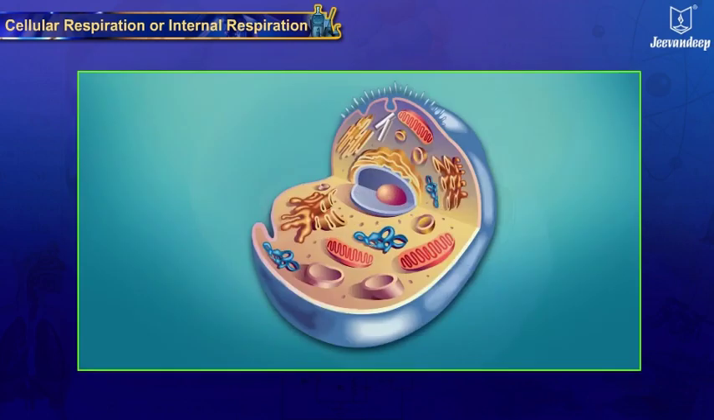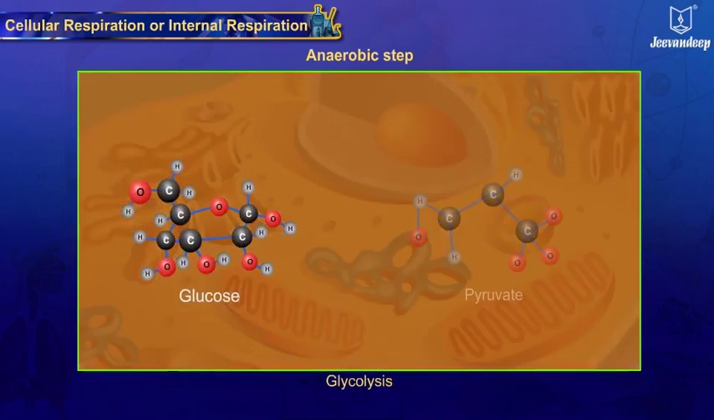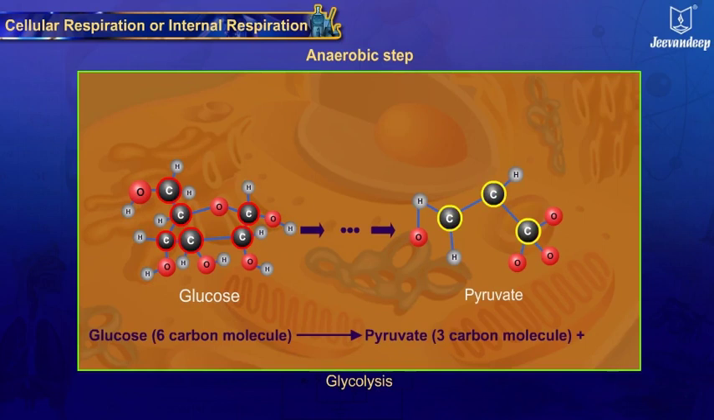Cellular respiration occurs in two steps. Anaerobic step. This takes place in cytoplasm in absence of oxygen and is termed as glycolysis. It involves breakdown of 6-carbon molecule glucose into a 3-carbon molecule called pyruvate.